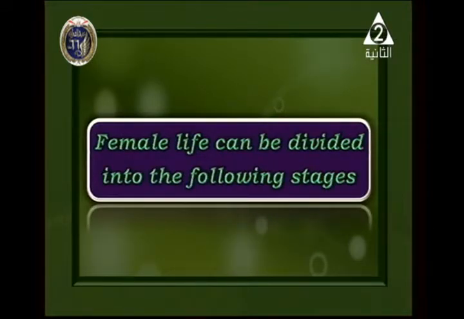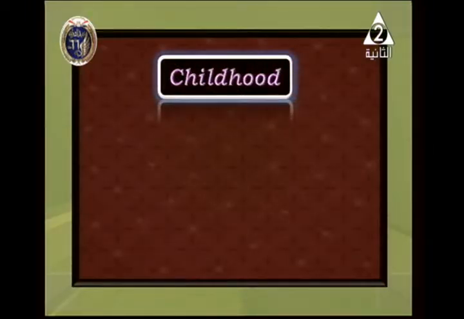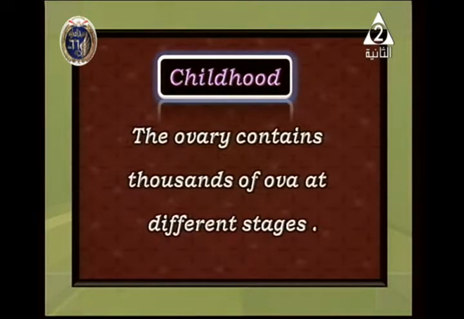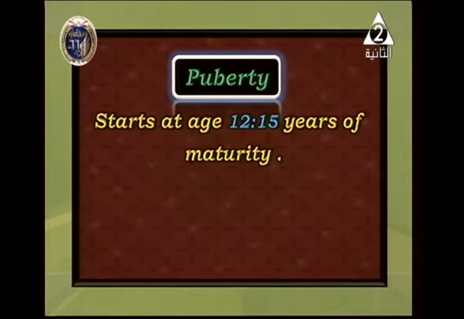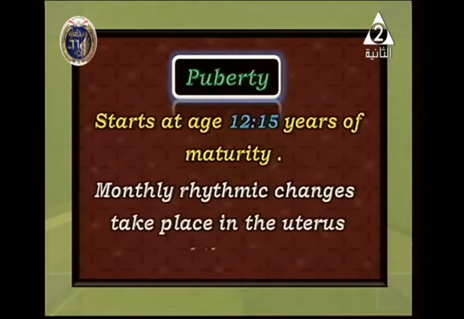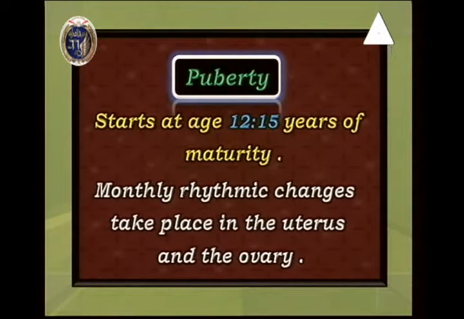Female life can be divided into the following stages. We can divide it into more than one stage. Number one, childhood. In childhood, the ovary contains what? Thousands of ova at different stages. And after that, puberty. Puberty starts at age 12 to 15 years. Monthly rhythmic changes take place in the uterus and the ovary within this period of time, 12 to 15 years of maturity.